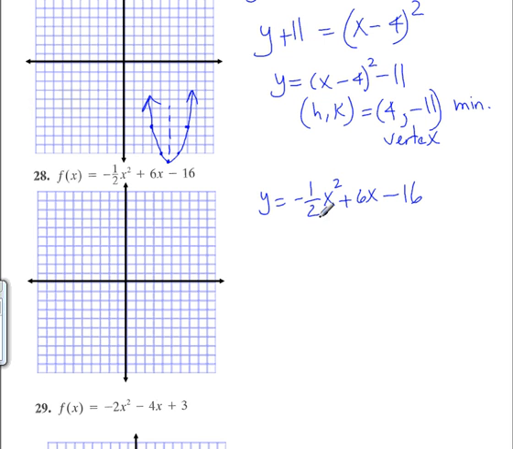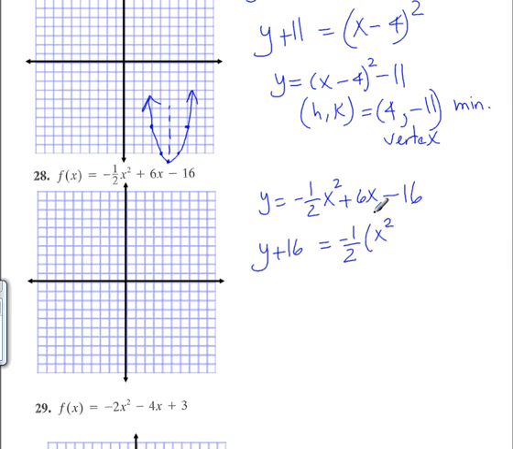What we're going to do is factor this a out of the first two terms. Before we get started with that though, let's put this c on the other side. So we have y plus 16 equals, and we're going to factor out that negative 1/2. So this will be x squared.